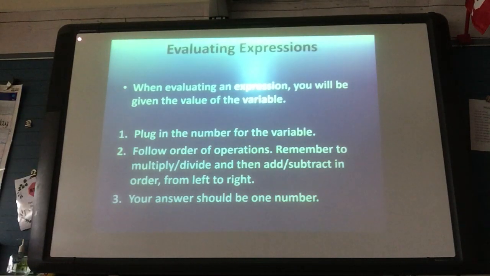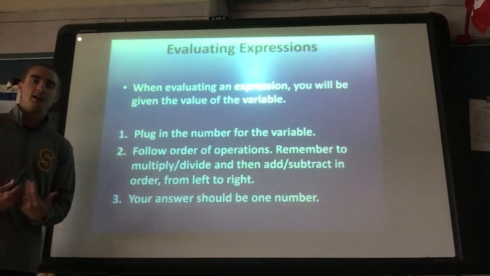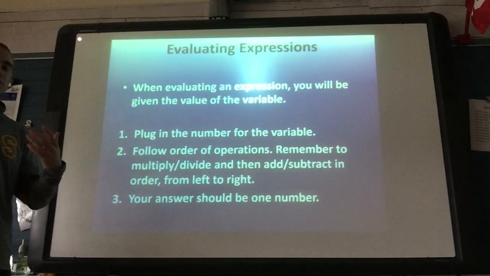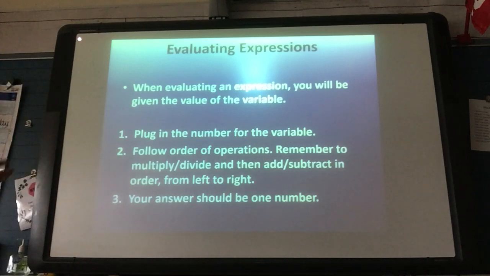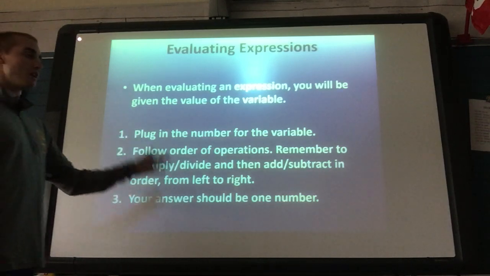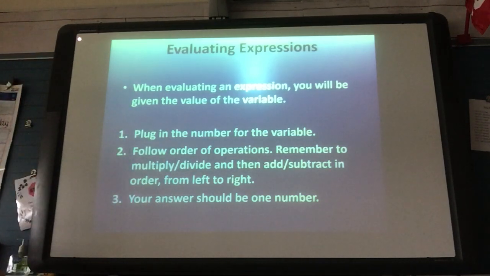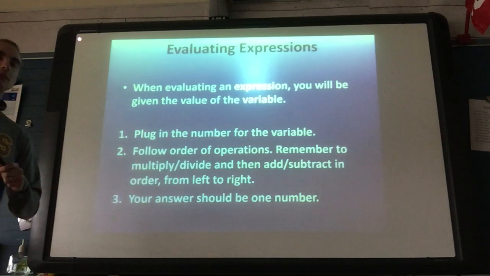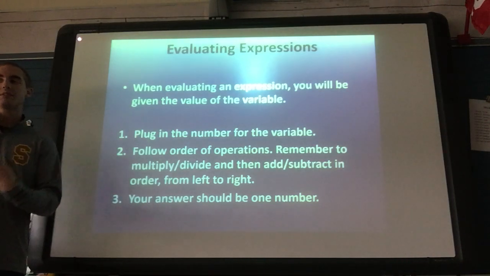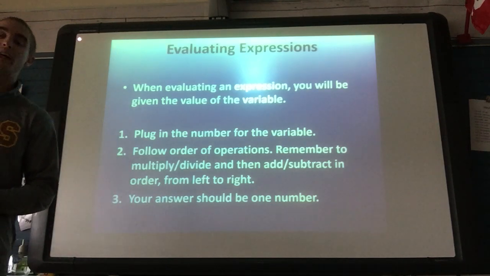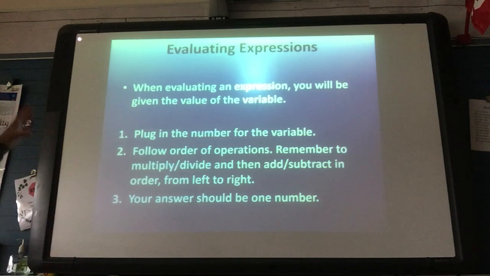So when evaluating an expression, we're going to be given the value of that variable. They are going to tell us x equals 4, or y equals negative 2. The first thing we're going to do is plug in the number for that variable. So if x equals 4, we would plug 4 in every time we see x. Then step 2, we follow order of operations. Remember, we multiply and divide first, and then we add or subtract, going in order from left to right. Our answer should end up being just one number. It's not going to be x equals this number or y equals this number, because we already know what x and y are in these expressions. So it's just going to be the number. That's all our answer is going to be. If you need to pause to finish getting this down, you can.